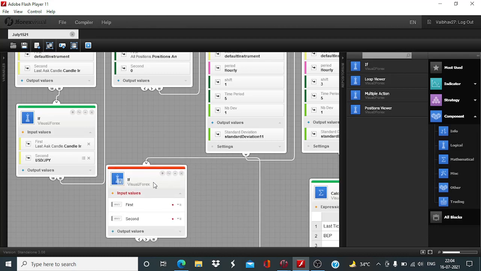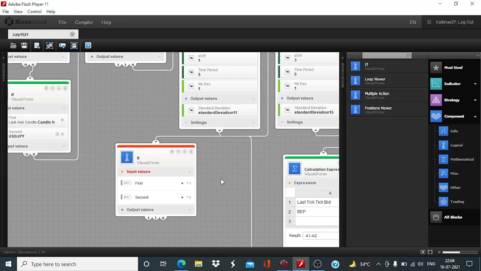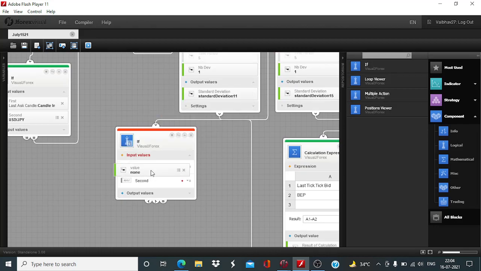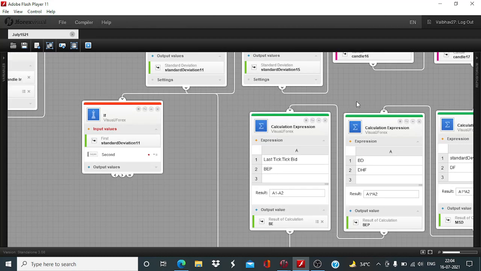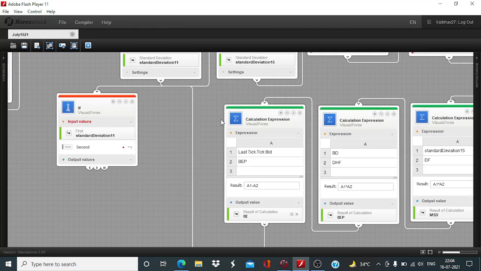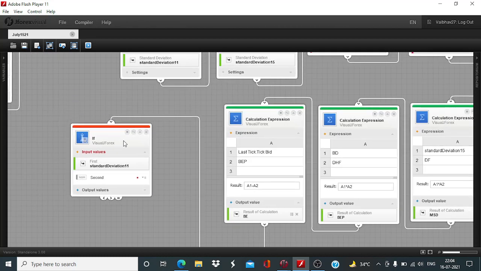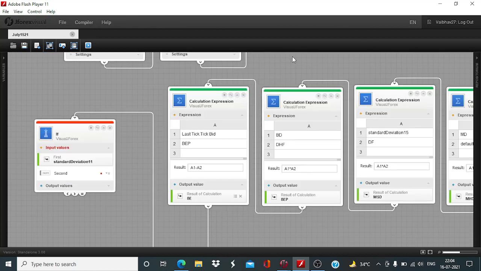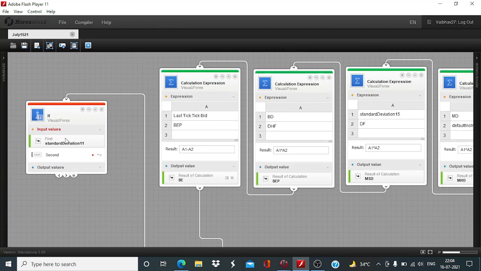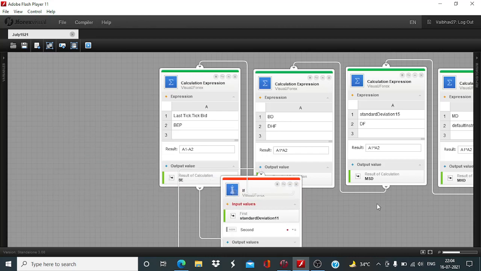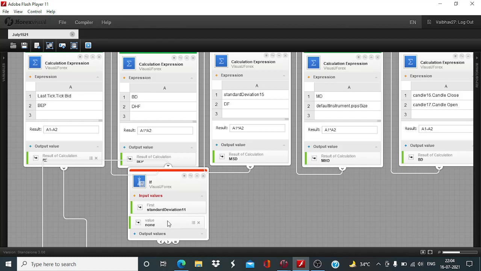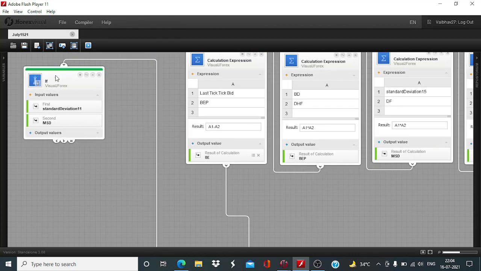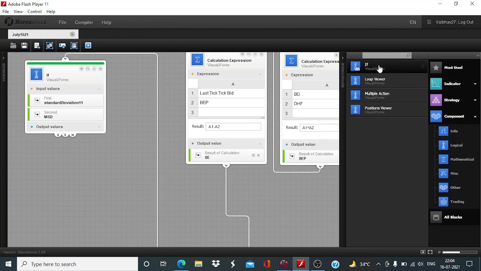We want the last hourly candle standard deviation output to be at least twice the standard deviation for the candle which has closed 3 hours back, and for that we have carried out this calculation. So the first input should be greater than the second input.